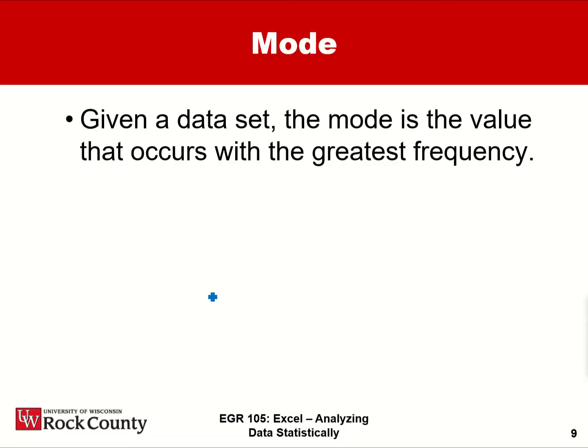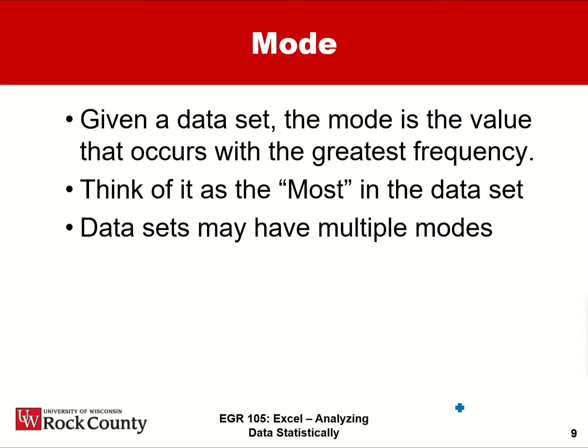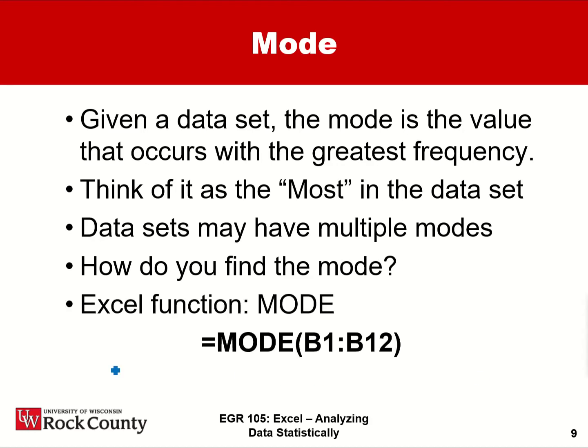The next statistical function that we have is mode. And mode, if we're given a set of data, is the value that occurs with the greatest frequency, or the one that occurs the most. So think of mode and most. What occurs the most often in our data set is the mode. And data can have multiple modes in it, right? There may be more than one mode. And how do we find mode in Excel? It's a very simple function.